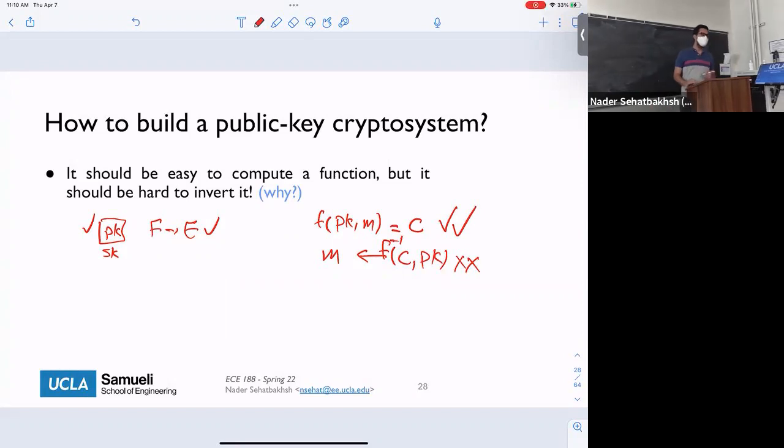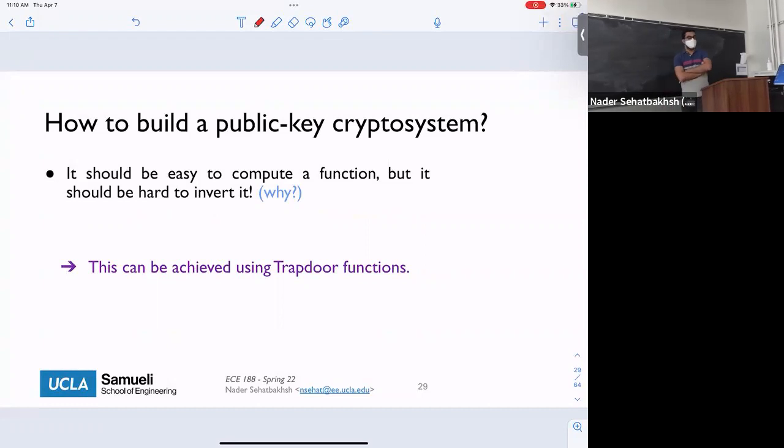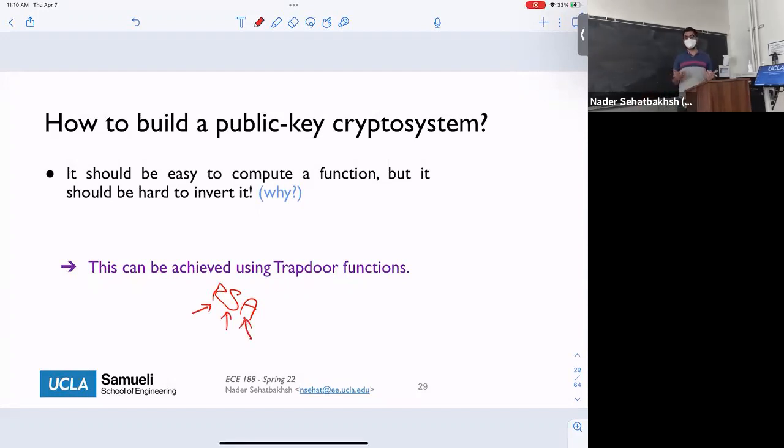All right? So that's what we need. And how we can achieve this is actually very, very interesting mathematical functions called trapdoor functions. This is one of the very important achievements in the 20th century in terms of theory of computation, which a bunch of different people kind of found. The very famous one is called RSA, Rivest, Shamir, and Adleman. These are three professors at MIT who came up with this trapdoor function.